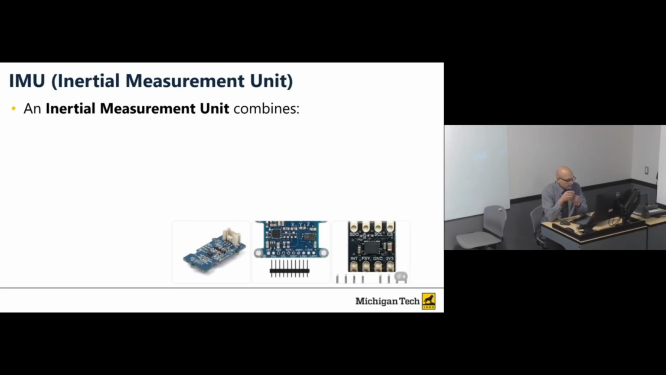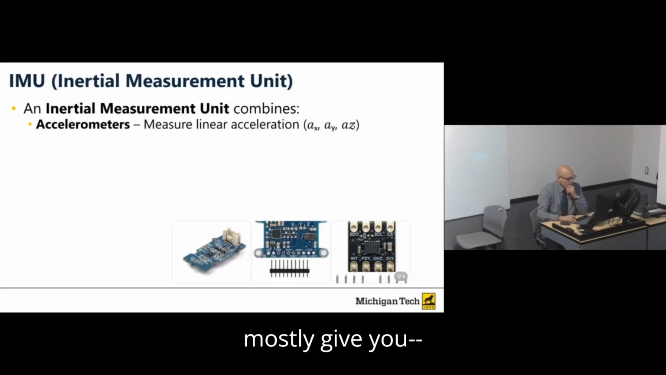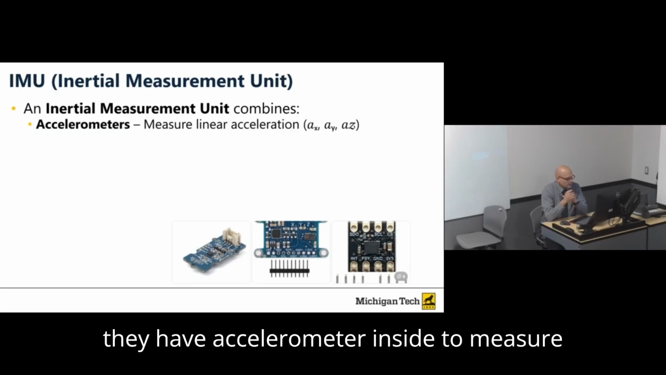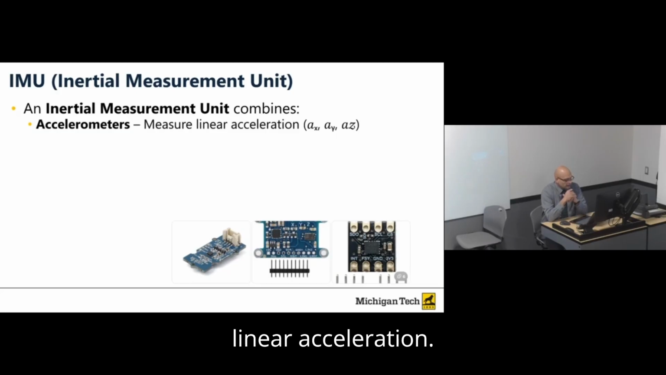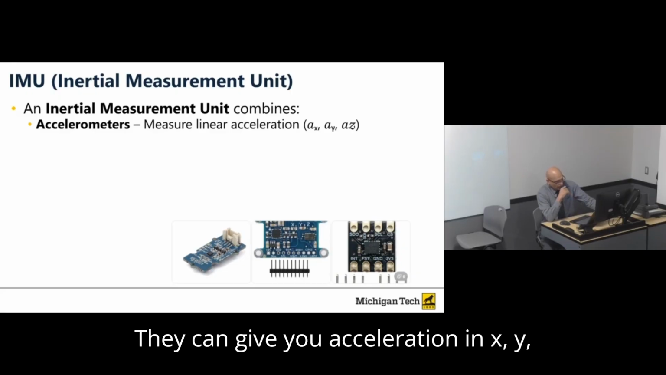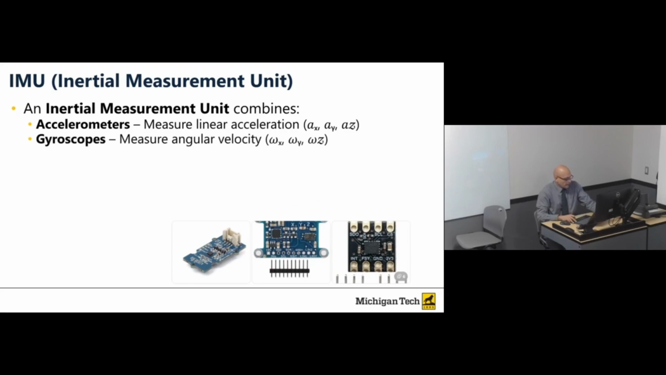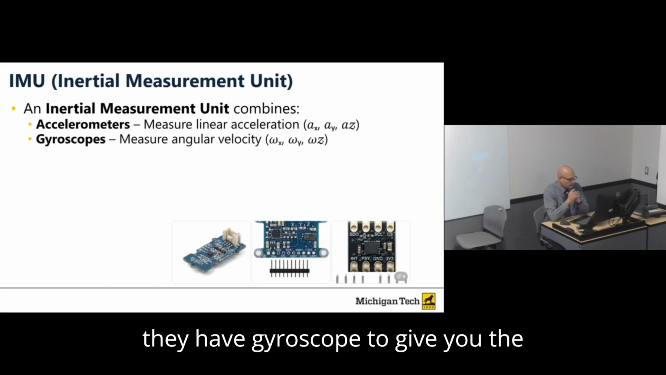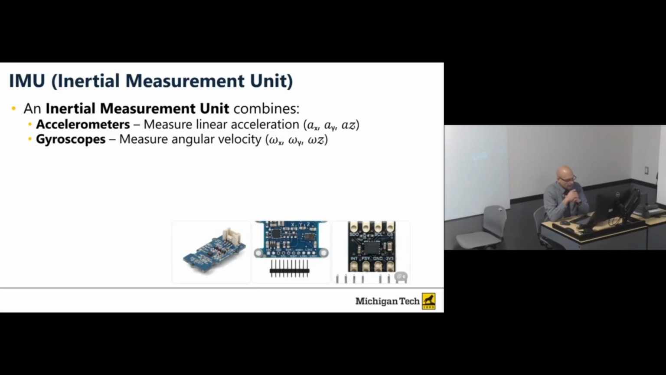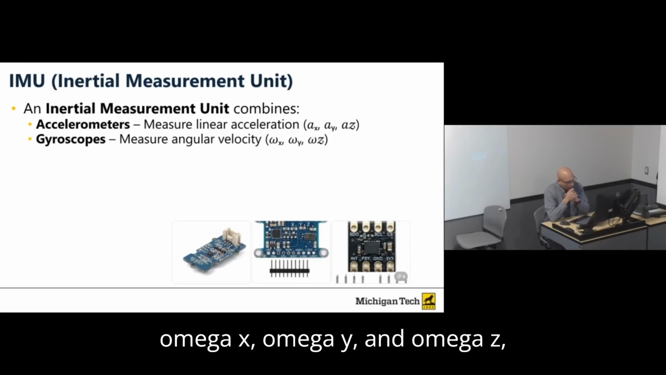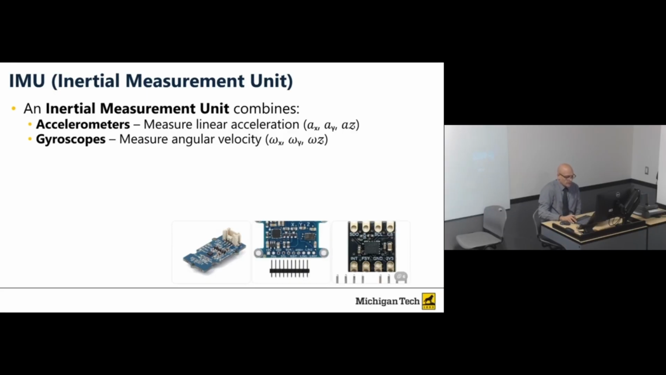Inertial measurement unit. So they mostly have an accelerometer inside to measure linear acceleration. They can give you acceleration in X, Y, and Z. And they have a gyroscope to give you the angular velocity, omega X, omega Y, and omega Z, if it is 3D.